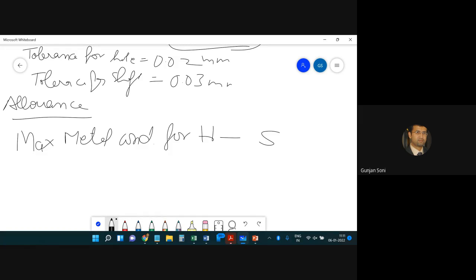What is maximum metal condition for hole? 30. Maximum metal condition for hole is 30 and maximum metal condition for shaft? 29.98. Okay. So what we get is 0.02. So can you comment on the fit which we have over here based on allowance? Clearance. It's a clearance fit. Okay.